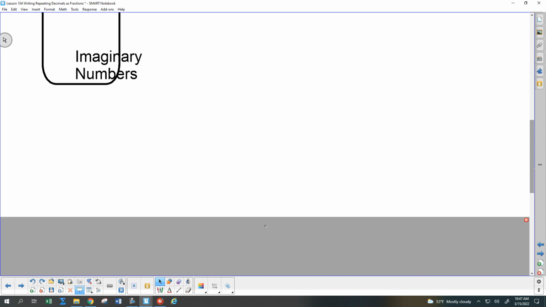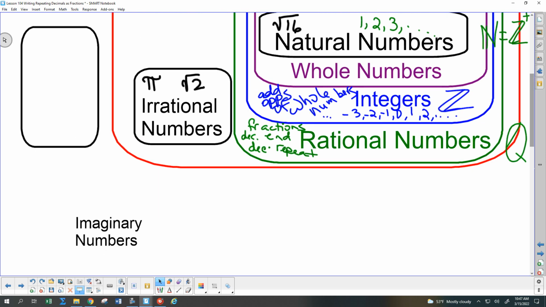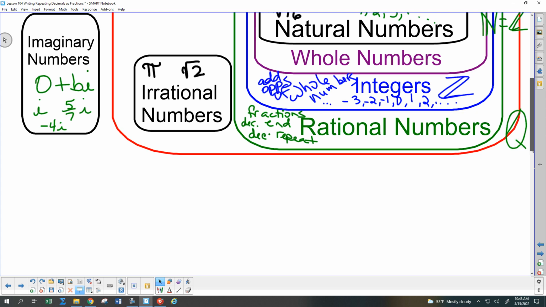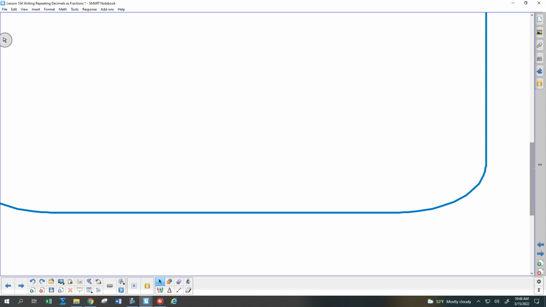And let me get these circles up where we can see them on here along with everything else. So completely separate from the reals, we can have imaginaries. These would, strictly speaking, be ones that are 0 plus something times I. So I could have I. I could have 5/7 I. I could have -4 I. Something times I, but no real part on it. If we have both parts, real and imaginary, those will be our complex numbers.